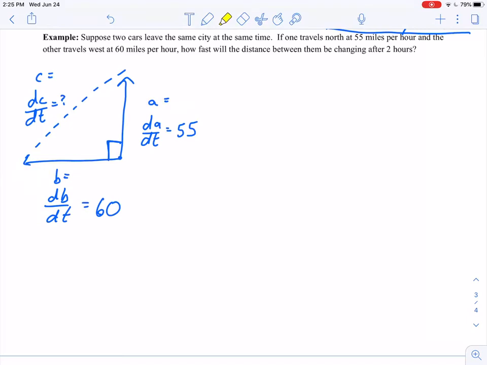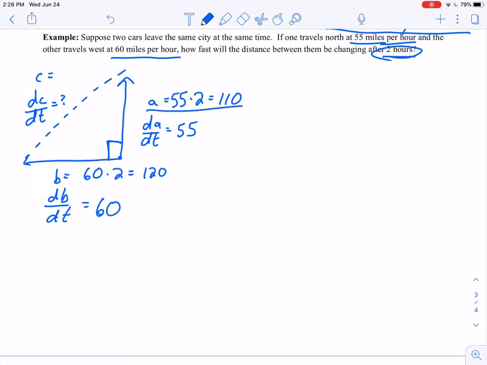But we can find this information out because we want to know how fast the distance between them is changing after 2 hours. So we know that they've been driving for 2 hours. One's going north at 55 miles per hour for 2 hours, so 55 miles per hour times 2, it would have traveled 110 miles. Similarly for B, that's traveling at 60 miles per hour, again for 2 hours, so 60 miles an hour for 2 hours would give me 120 miles.